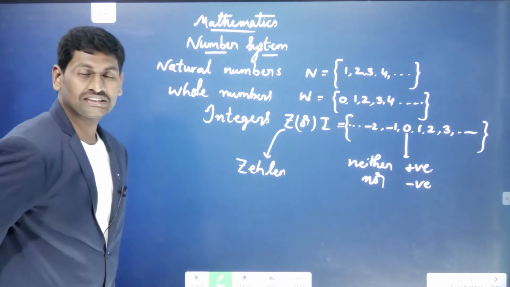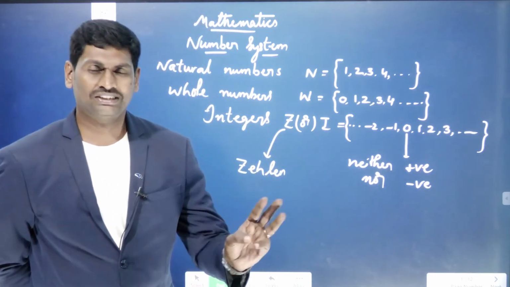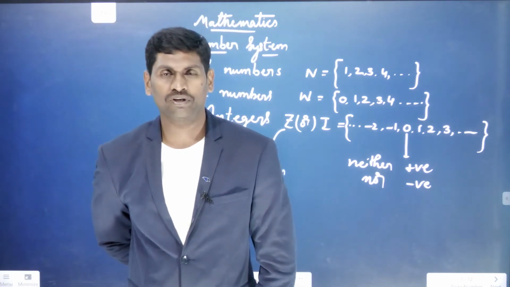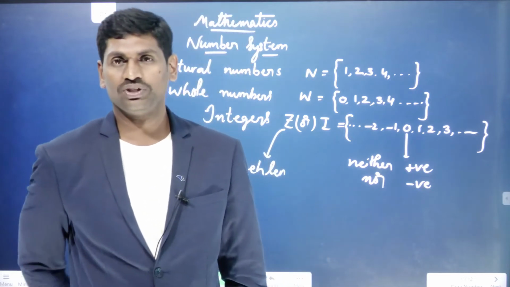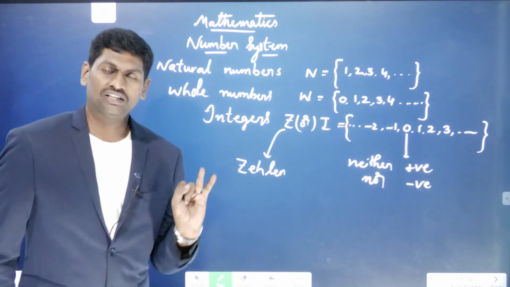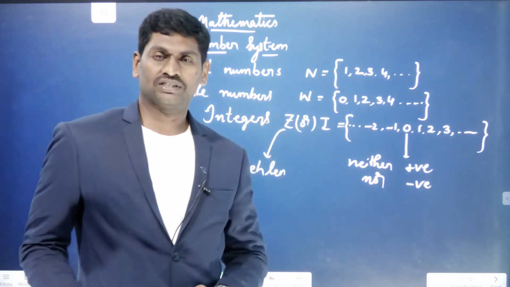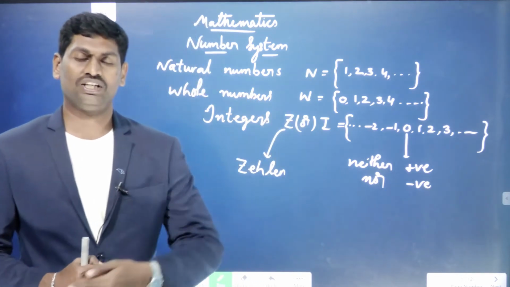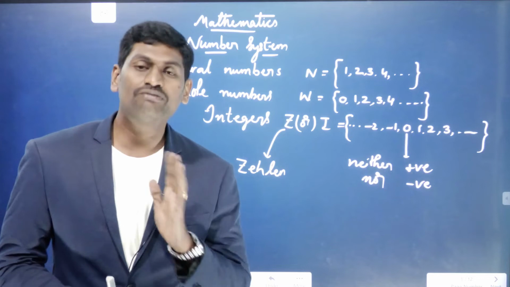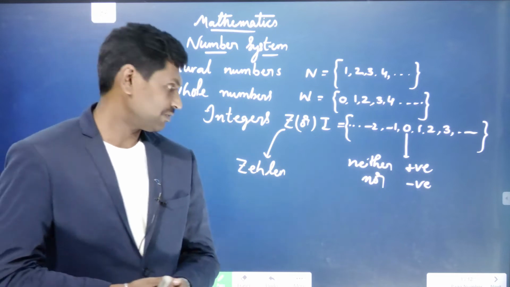Before going to the next set of numbers, I need to mention some properties. For every number system, we use properties like closure, commutative, associative and distributive. These are the 4 main properties, and we'll discuss them later. Before that, you should know what the identity property and the inverse property are.